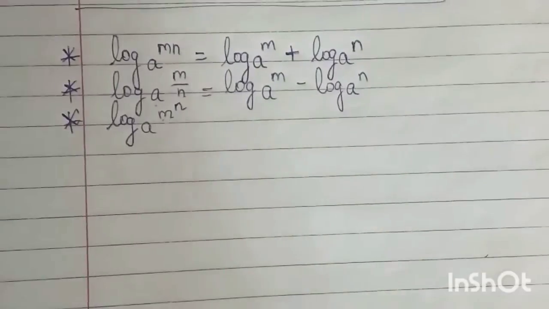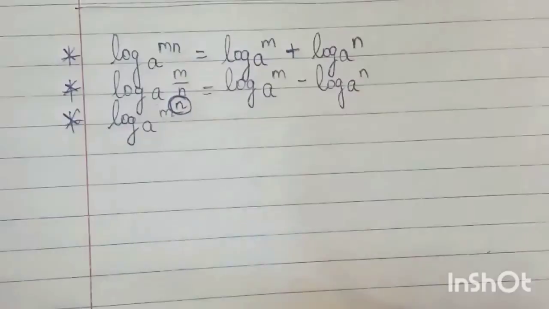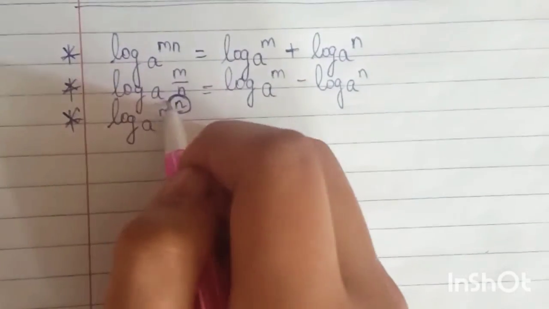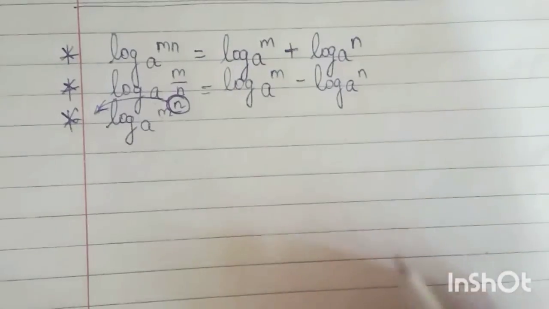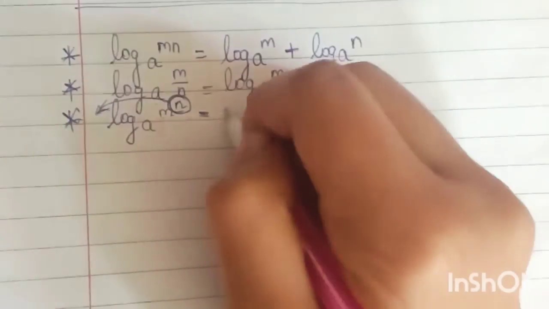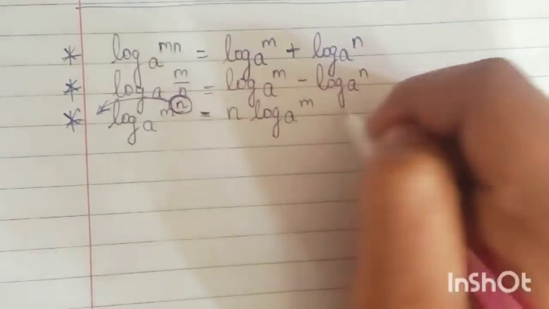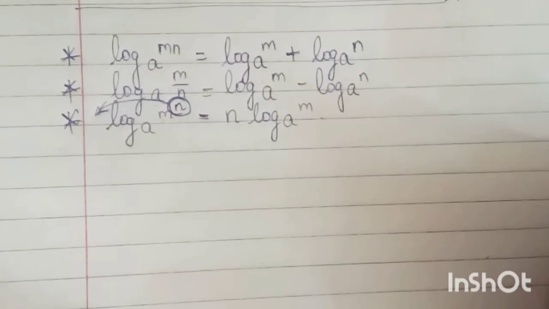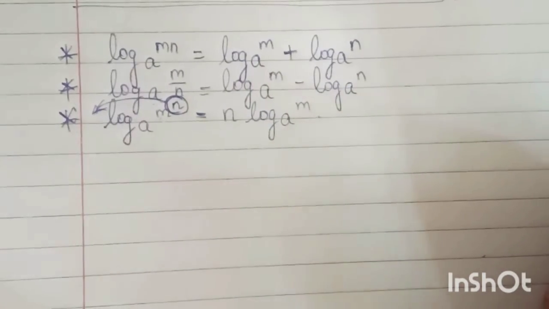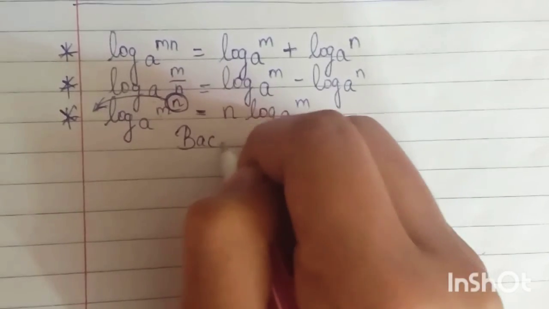If I have it like this, then what I will do is bring this power to the front side. So I get n log m to the base a. It is easy only. Most of them are confused with this base changing formula. It is easy.